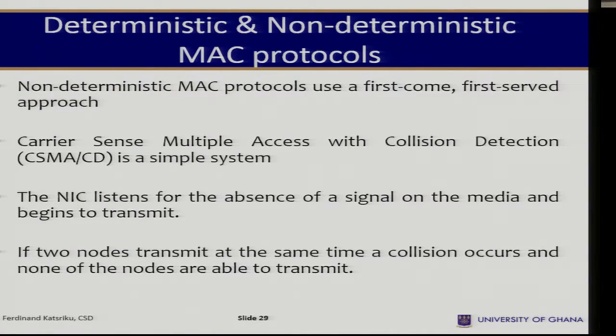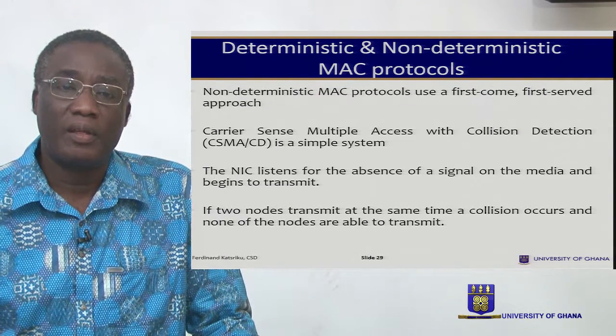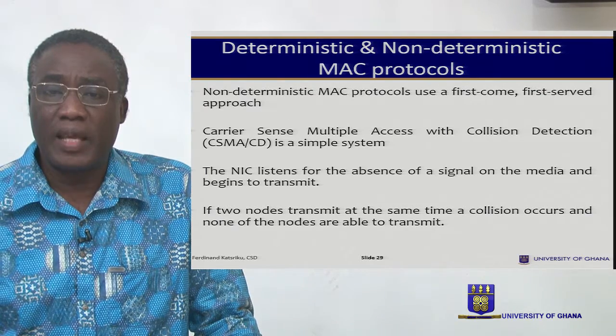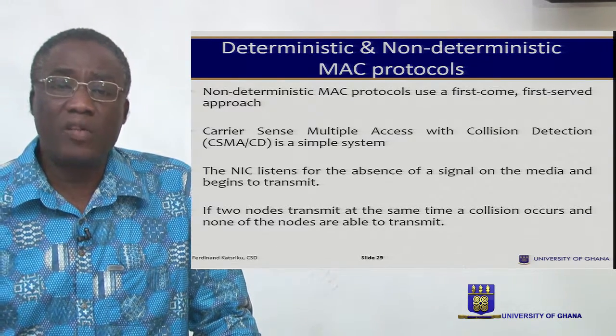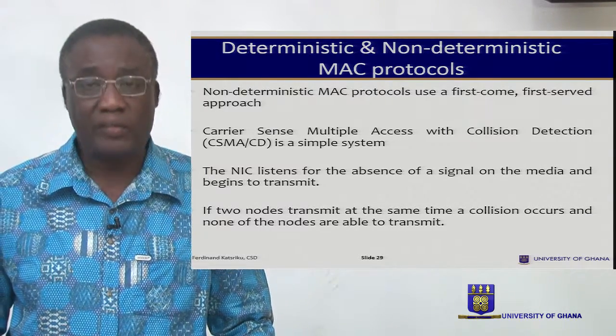Non-deterministic MAC protocols use a first-come, first-served approach. Carrier sense multiple access with collision detection is a simple system. The NIC listens for the absence of a signal on the media and begins to transmit. If two nodes transmit at the same time, a collision occurs and none of the nodes is able to transmit any further.